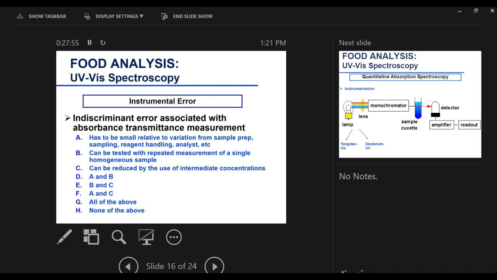It depends though. Sometimes an absorption of 1 and 1.2 is still good. You just have to determine which is the best absorption and which is the best concentration for your sample. But rule of thumb is you want to have an absorption between 0.2 and 0.8.